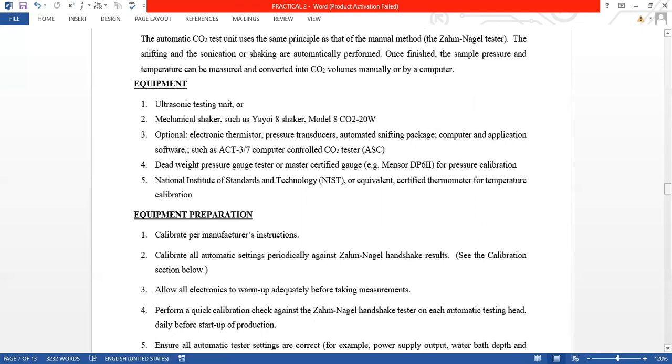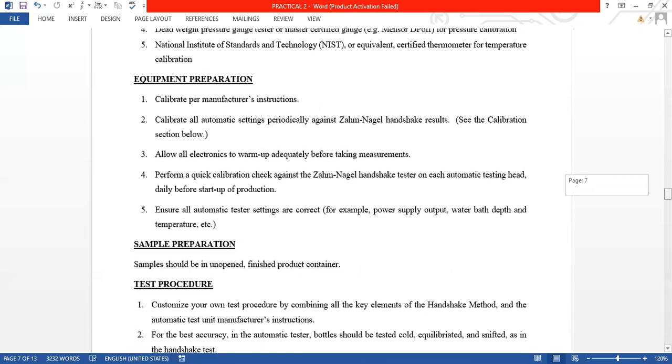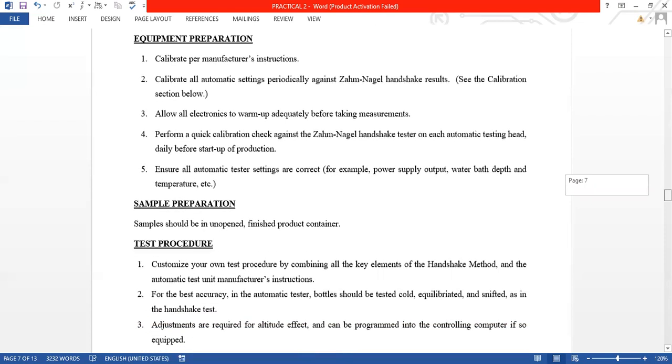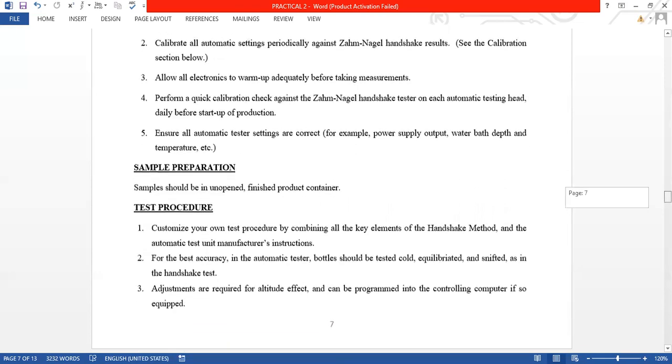Optional is a dead weight pressure gauge tester or a master certified gauge. National Institute of Standards and Technology or equivalent certified thermometer for the temperature calibration. Everything must be calibrated for error-free calculations. Equipment preparation: calibration per manufacturer instruction. Ensure all the aromatic tester settings are correct.